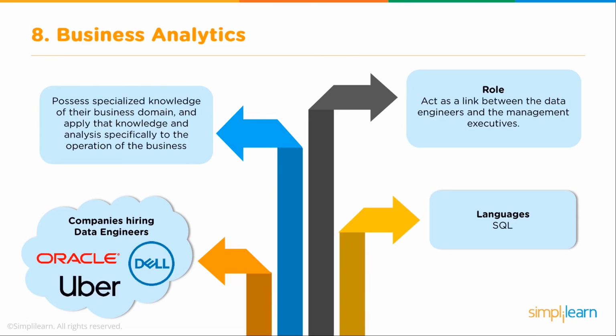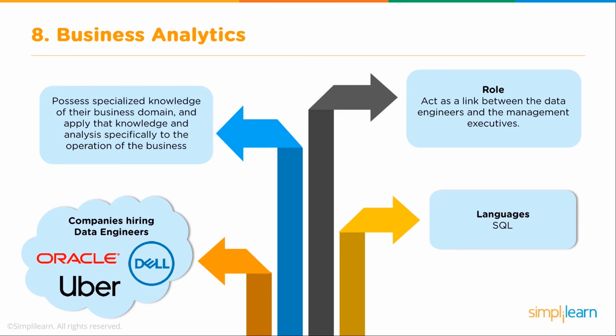Business analytics. This is when you're talking about your BI, or business intelligence, and your business analytics. It's very important to know this is kind of a subdivision of a lot of the other stuff we've talked about, a lot of the other roles we've looked at. So you possess specialized knowledge of a business domain and apply that knowledge and analysis specifically to the operation of the business. You might be a specialist in banking. You might be a genetics engineer, so you know about genetics. You might just be general business, helping the marketing.